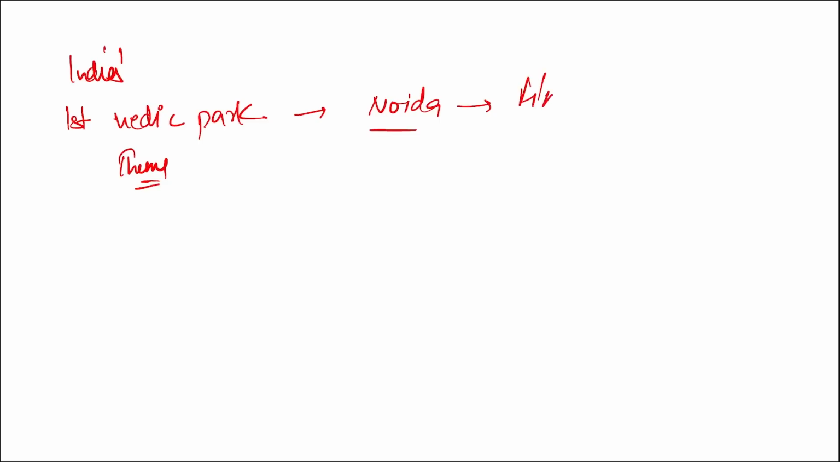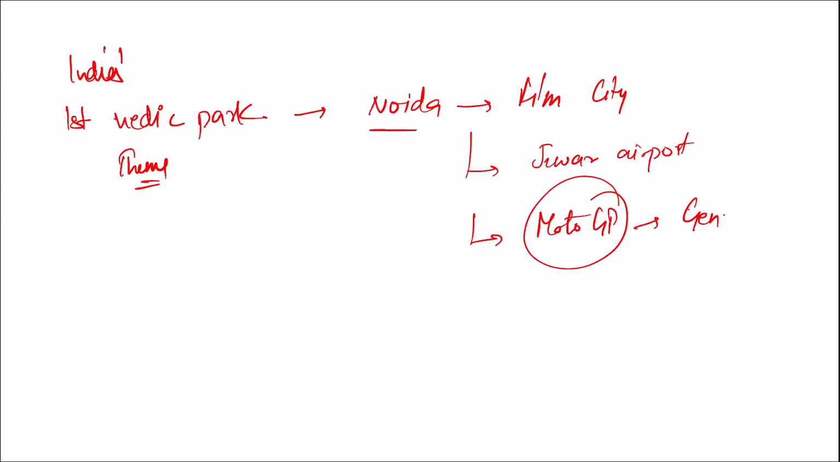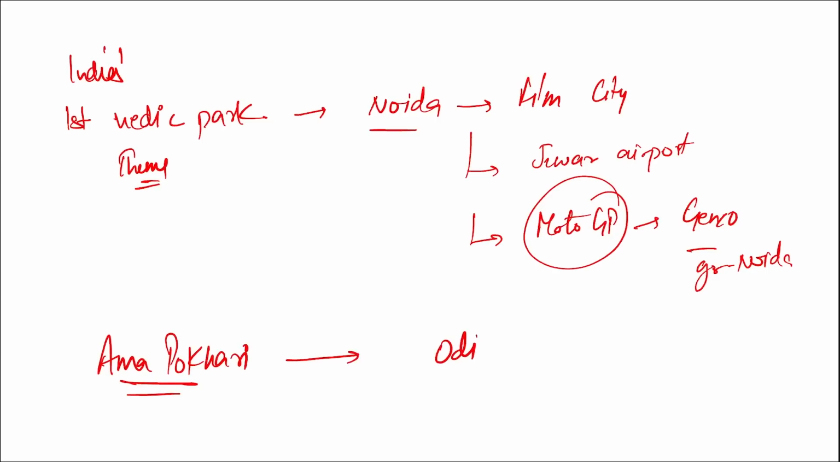Right? Film city is here. Recently, Jewar Airport is being built here. Where was the MotoGP event held? In Greater Noida, correct? And next, if we talk about Amma Pokhari. What is this Amma Pokhari? This was a scheme launched by the state of Odisha, and this Amma Pokhari is basically for the rejuvenation of various water bodies in the state of Odisha, right?